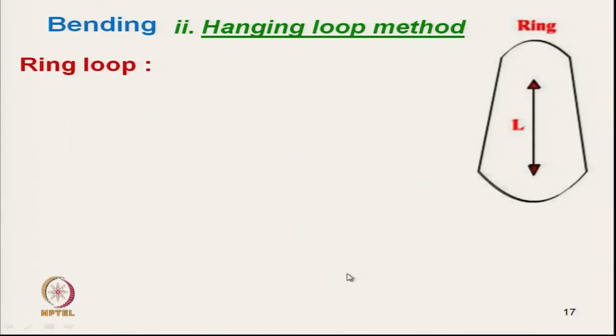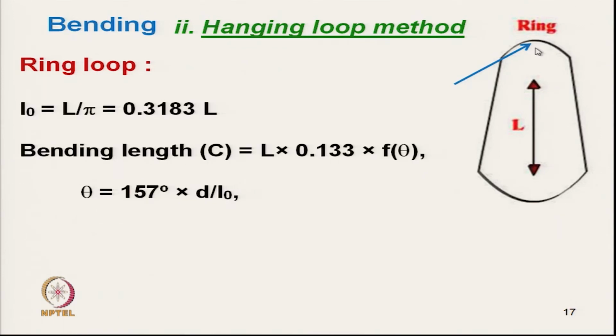So, the ring loop method, this is the gripping point, and after deformation the length is L. As it is a ring, it is a circular one, L is the total length, which is the circumference. So, that divided by pi, it is very simple. From there we can calculate L0 equal to 0.3183 L. So, if we know L0, then we have to calculate the L value.